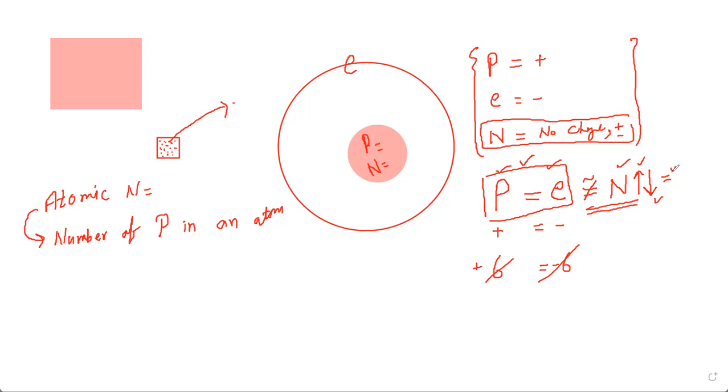Yes, sir. Okay. So the atomic number is the identical number of any atom. For example, hydrogen, H, has atomic number 1. What does it mean? In a hydrogen atom, there is only one proton. So if there is one proton, there is also one electron, because protons equal electrons. Okay, my dear?